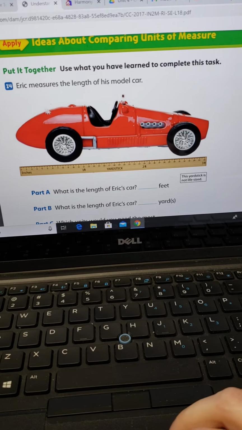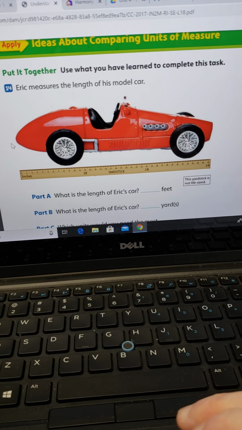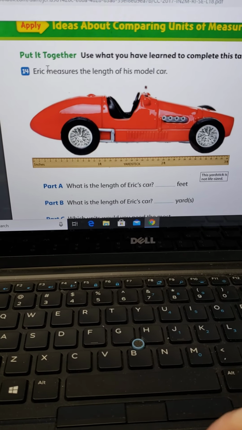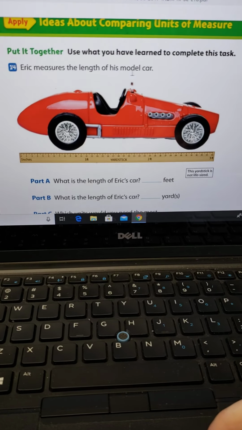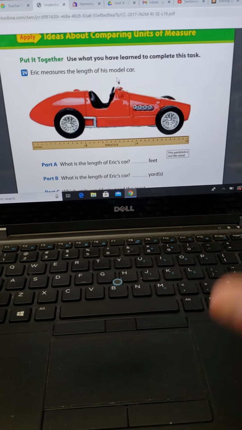It's kind of an old-fashioned car. We don't really have these like that. They're kind of like Indy cars, a little bit, I think. Don't quote me on that. I don't really know a lot about cars. But we've got a friend, Eric, here, and he is measuring the length of this model car. So it's just a pretend one. It's not an entire size of a real car.